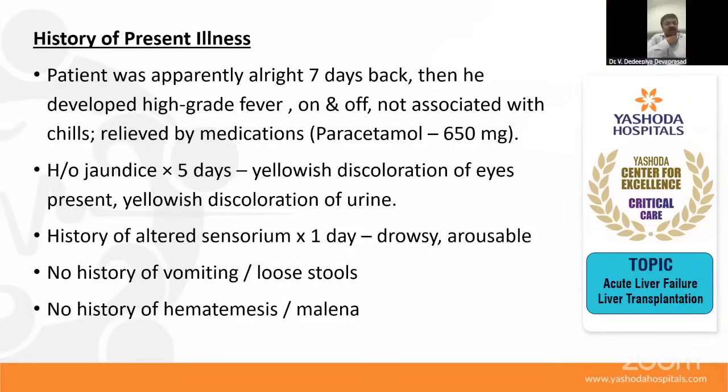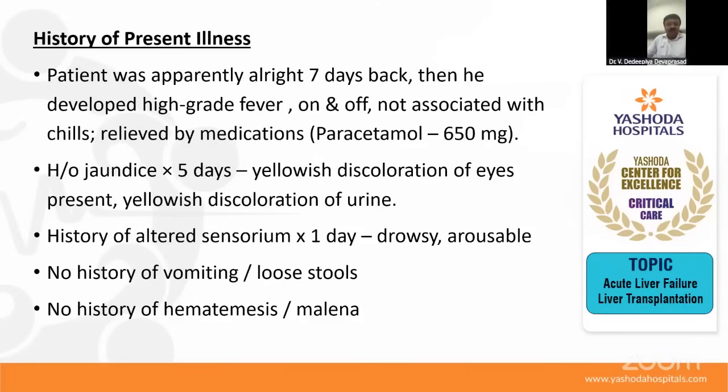You talked about his no hematemesis and melena. Why did you say this? Actually, if any patient with chronic liver disease is there, sir, then this history becomes more significant. And in a patient with acute liver failure, the definition says that there should be no history of cirrhosis or chronic liver disease. Very good.